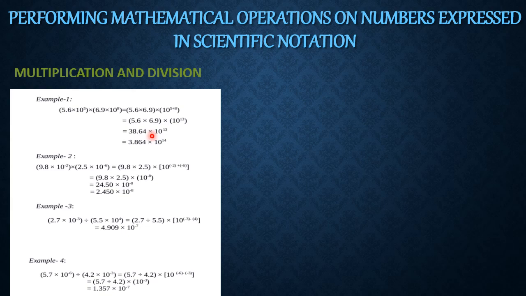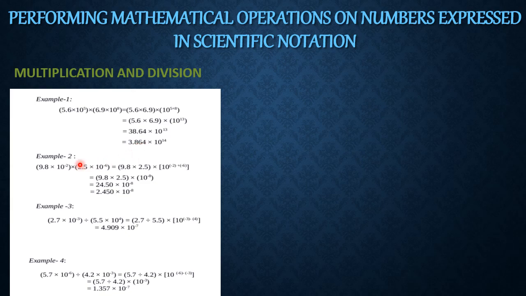The answer is 38.64 into 10 to the power 13, which is not in the scientific notation, because the definition of scientific notation says that it should be a single digit. Therefore we have to convert 38.64 into 3.864. When you move the decimal from here to here, the 10 to the power also will change. So that becomes 10 to the power 14. So the correct answer in the scientific notation is 3.864 into 10 to the power 14.